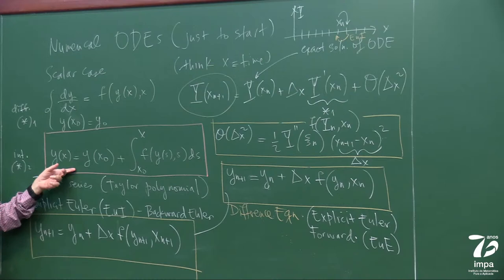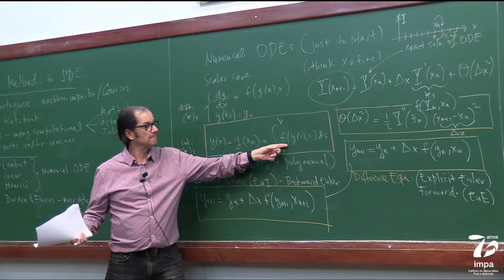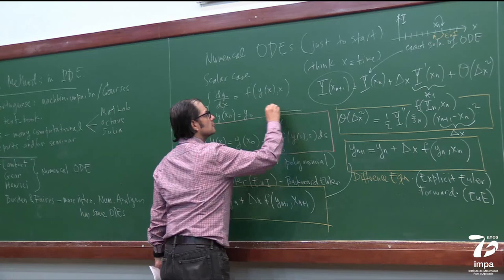I mean, in words, of course I can use Taylor polynomial, but yes, both sides. You can use a quadrature for this integration here, okay? And since we're using quadrature for the integration, let me do a little sketch here, just in this space here.